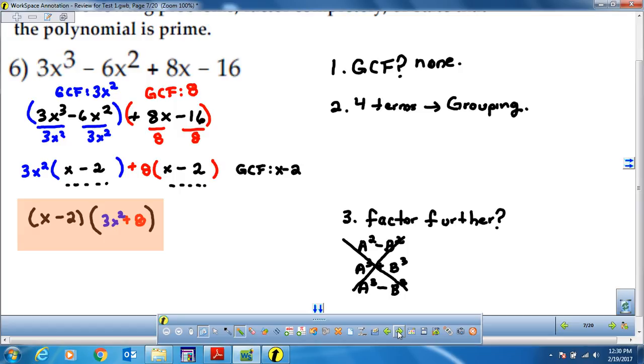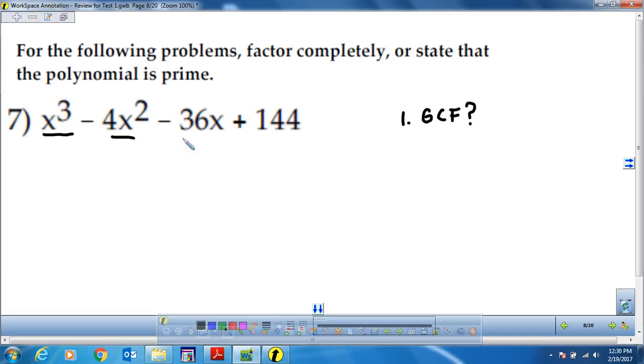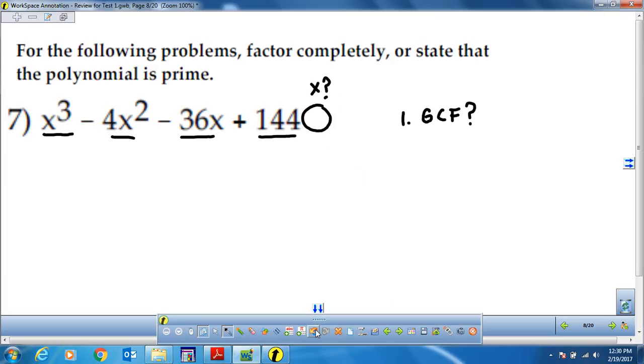Question number 7. We are going to do the same thing here. So the first part of the procedure is number 1. We need to find out if there is a greatest common factor that can be factored out from all of these terms to begin with. Can I factor any x's from these 4 terms? The answer is no, because the last term does not have any x's, right?